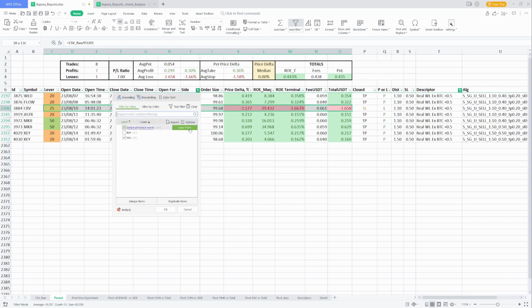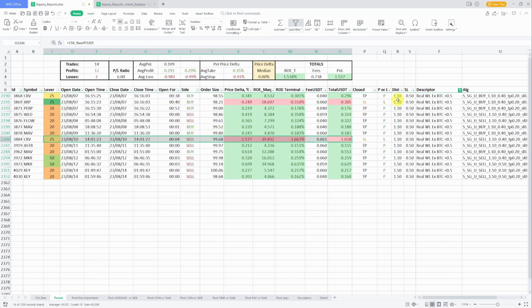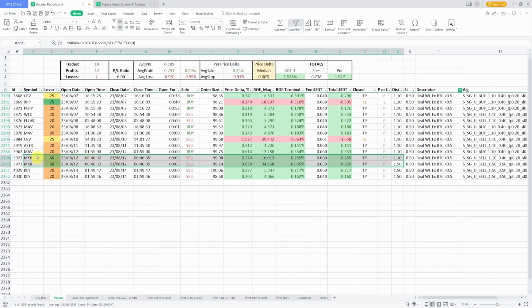Let's go back to totals. Here we are. If we look at the distances, most of them were at the distance of 1.1, and some of them were at the distance of 1.5. And this pair of trades is pretty cool. It's both on MKR, and they happened exactly at the same time, which means that I had two levels, two orders, and both of them got me a profit. Let's see what that might look like.